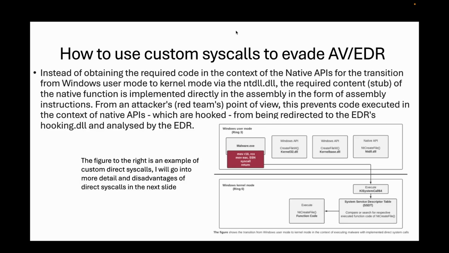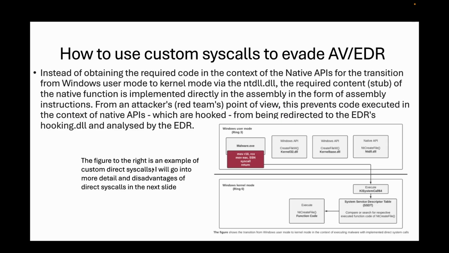So how do we use custom syscalls to evade antivirus and EDR? Instead of obtaining the required code in the context of native APIs for the transition from user mode to kernel mode via ntdll, the required content, the syscall stub, for the native function is implemented directly in assembly. This prevents code executed in the context of native APIs, which are hooked, from being redirected to the EDR's DLL and analyzed by the EDR.